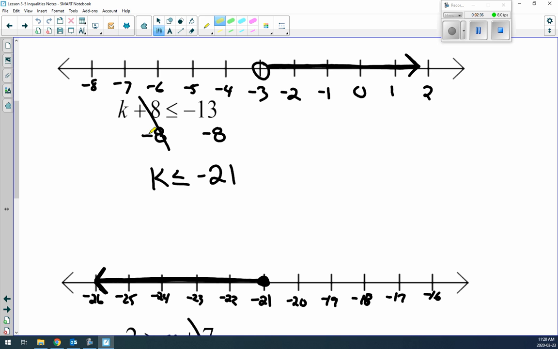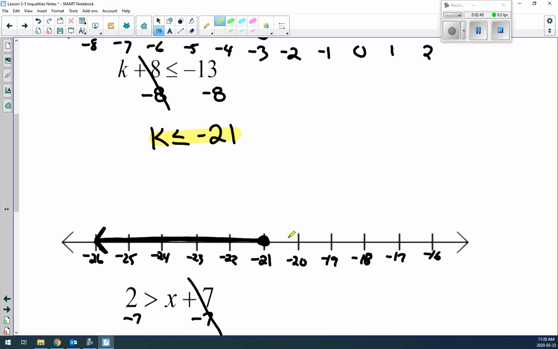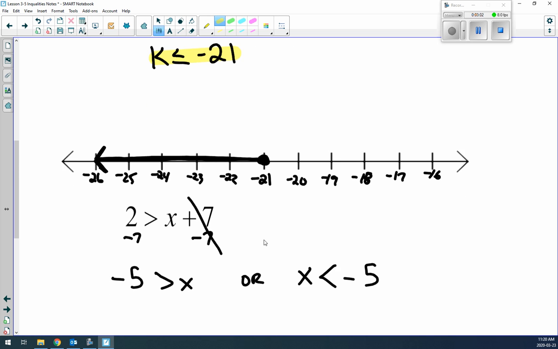Okay, let's look at this one here. k plus 8 is less than or equal to negative 13. How do we get k by itself? Well, we subtract 8 from both sides. So negative 13 minus 8 is negative 21. These 8s over here cancel. So we end up with k is less than or equal to negative 21. Okay, let's put our number line down here. So this is all in the negatives, obviously. So I did negative 26 to negative 16. It's a closed circle at negative 21 because it includes that point, and it's everything to the left. So you can show your arrow that way.